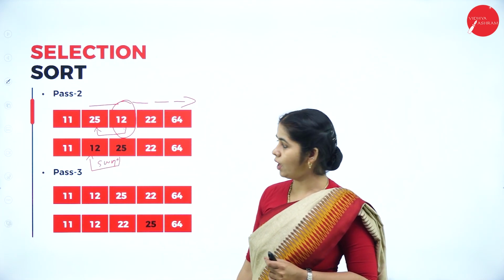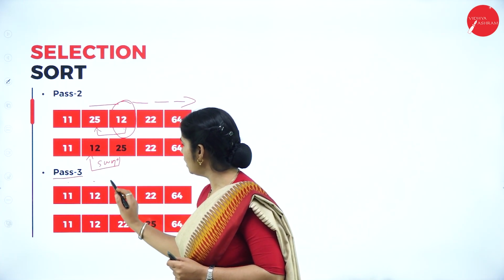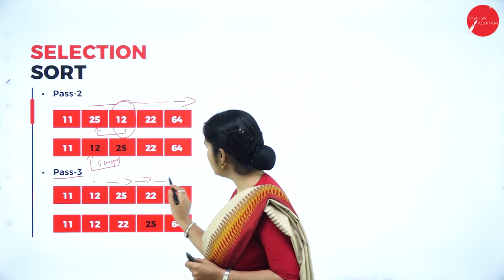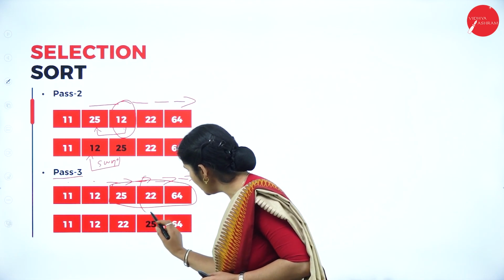Right? 12 and 25 will be swapped. Done with the two elements. Now we are moving to pass 3. Again we have to traverse the complete array. After traversing the complete array, we have to find the next minimum.